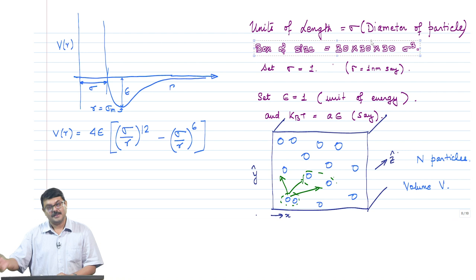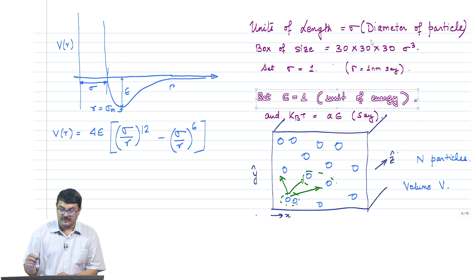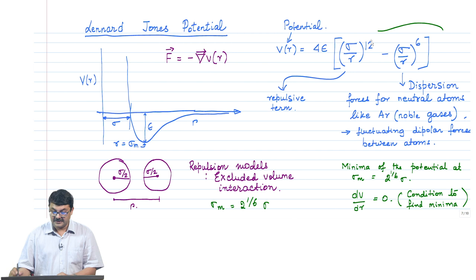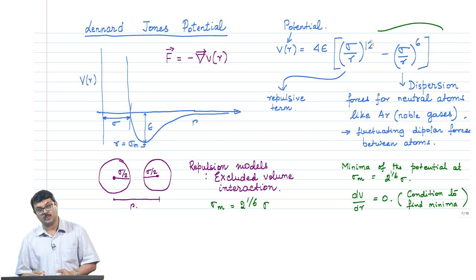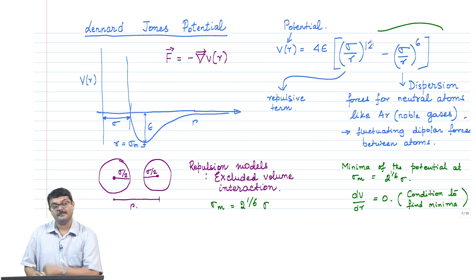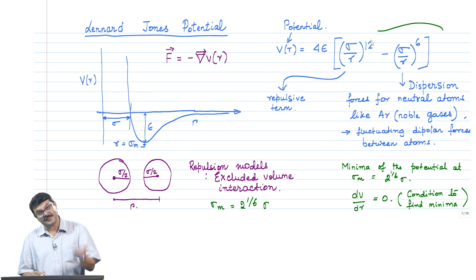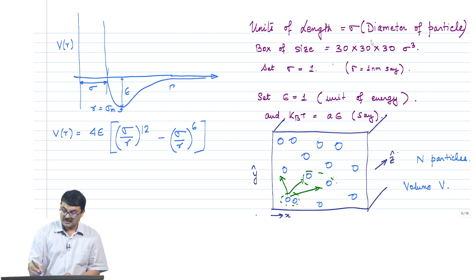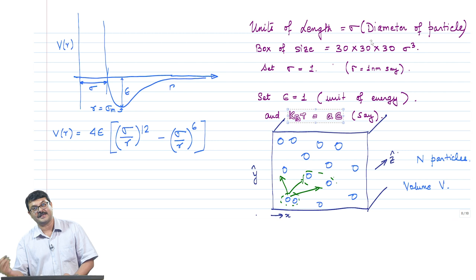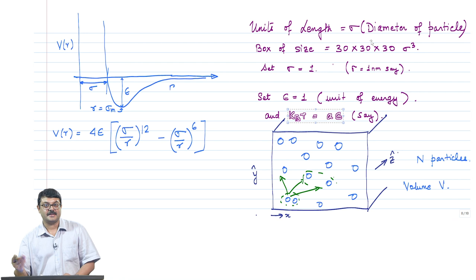Similarly, you can set epsilon. What was epsilon? Epsilon was the unit of energy, if you remember. You set epsilon equal to 1, the depth of the potential equal to 1, and then measure all other energies, like thermal energy kBT, in units of epsilon. So say kBT equals some number times epsilon, and you set epsilon equal to 1 and say okay, kBT is 2. If you set epsilon equal to 1, then kBT equals 2. So, the thermal energy is twice that of epsilon.